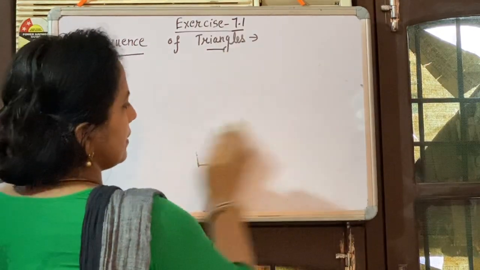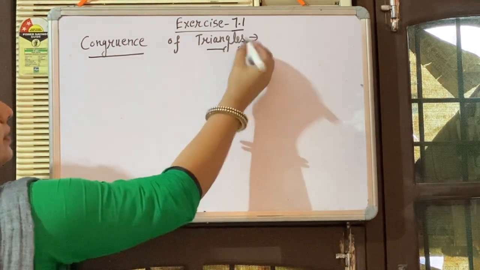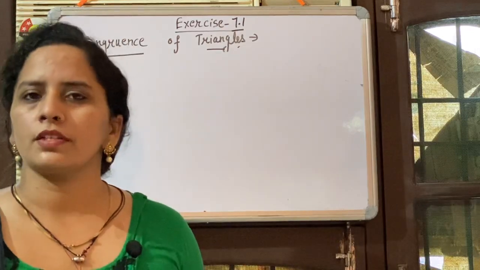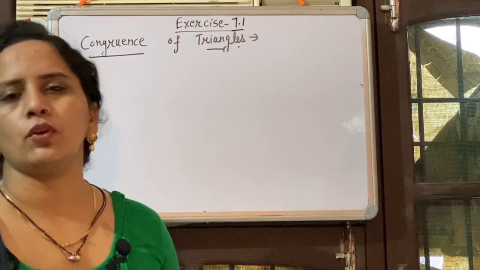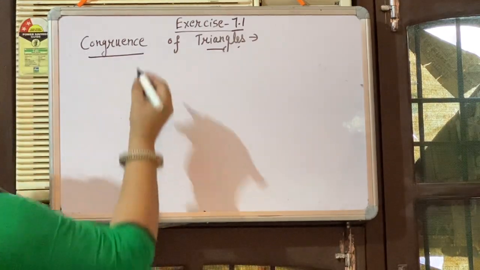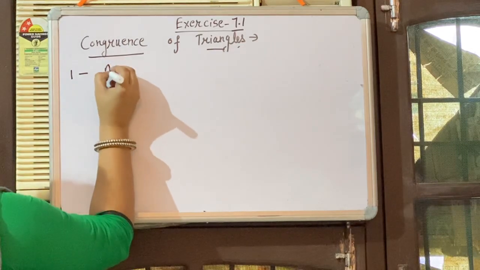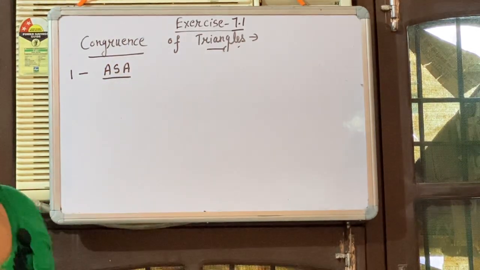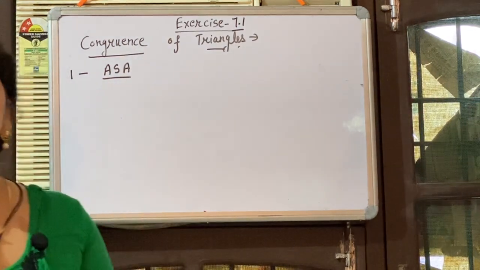First rule is, in triangles we can say that equilateral triangles are congruent because each of the sides of an equilateral triangle are equal, so they are congruent. In congruence of triangles we have total 5 rules. First rule is angle side angle rule. That means ASA. It means angle side angle rule.